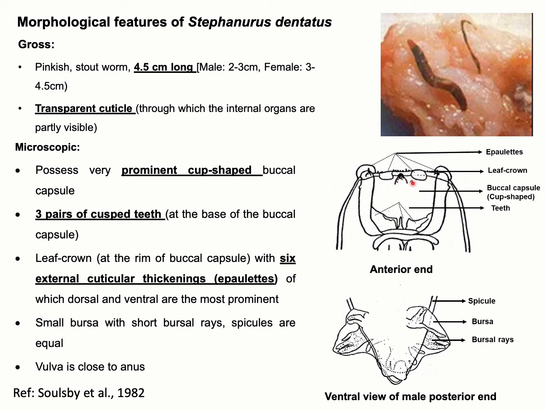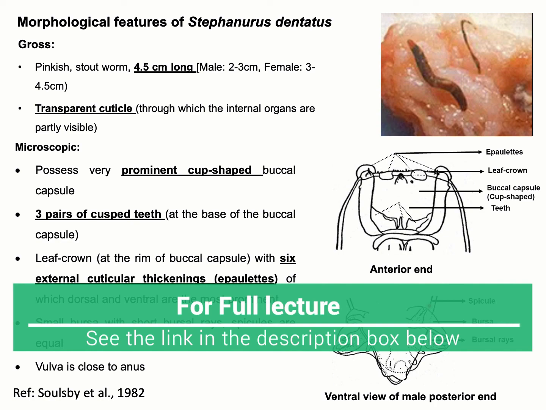as epaulettes. The male parasites have a small bursa with short bursal rays, and the spicules are equal in length. The vulva of the female is located close to the anus.